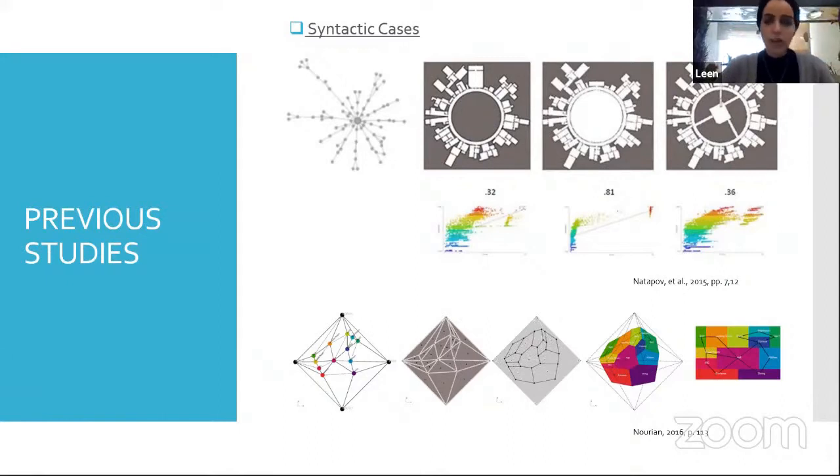So regarding syntactic cases, of course, there are so many applications for the syntactic measures. We have an interesting one in the first diagram here above, where Natapov and others in 2015 used syntactic analysis to redesign circulation pattern while preserving the same organization of the building. And this was for the aim of creating easier wayfinding. While in the second diagram, Norian and others used the same syntactic measures in a parametric environment to see how possible it is to reach concrete plan layouts from very basic abstract connectivity diagrams.